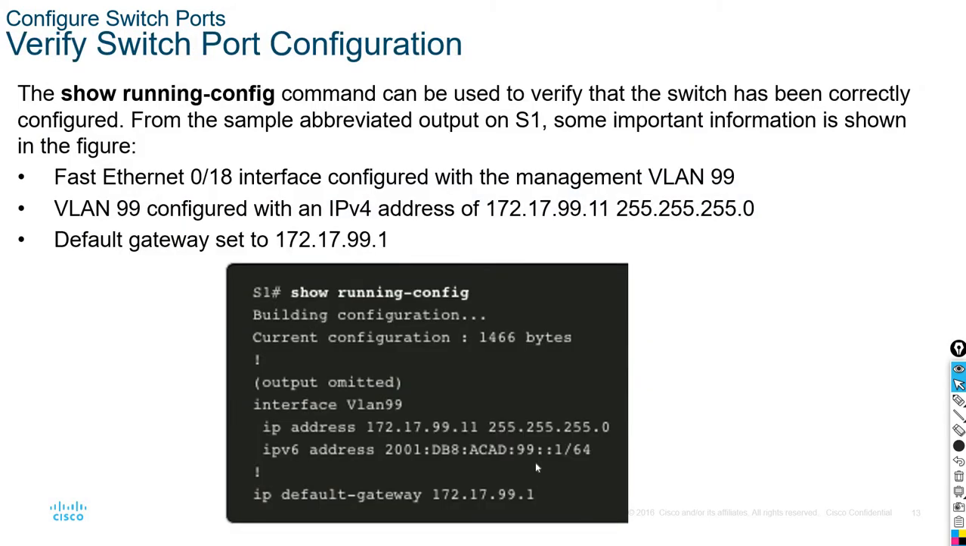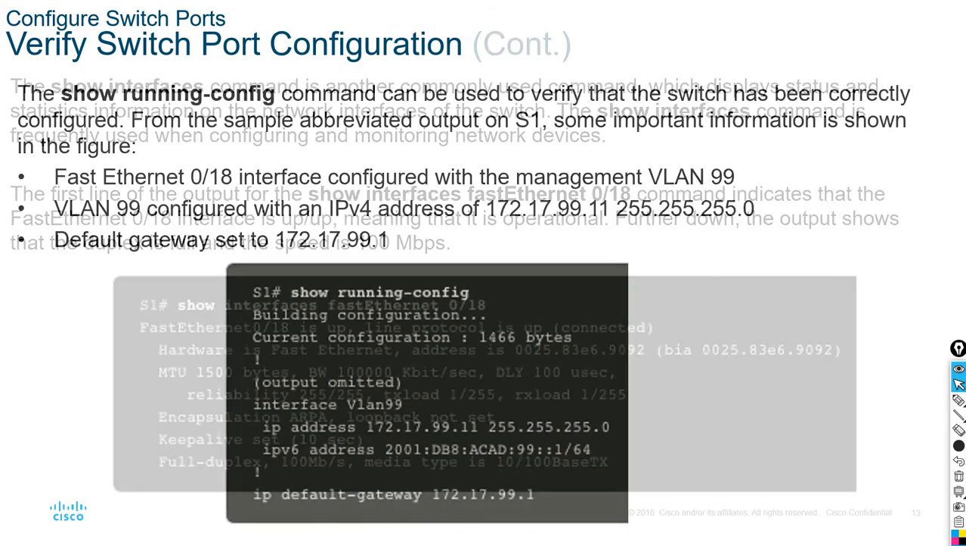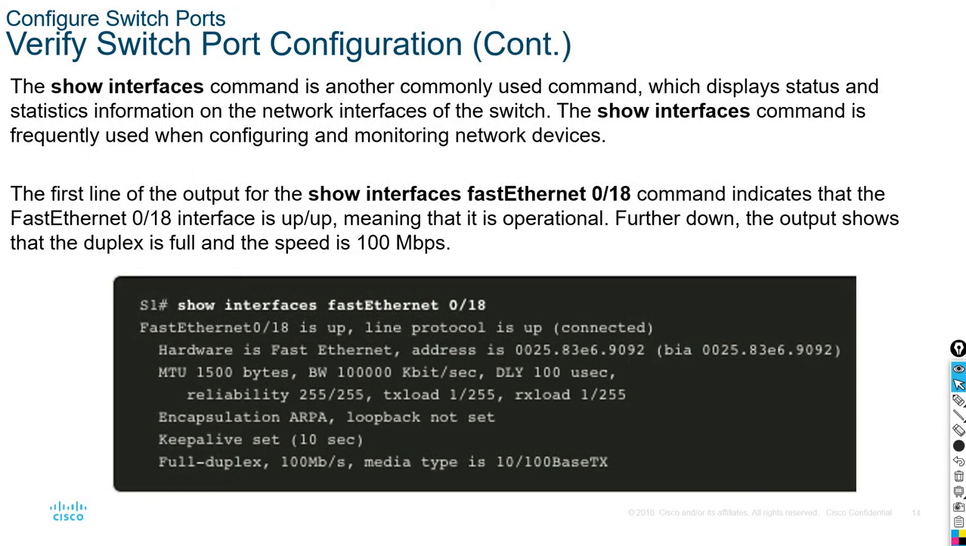So to verify the switch port configuration, we are using show running-config, which is used to verify whether the switch has been correctly configured or not. The show interfaces command is another commonly used command which displays the status and statistics information on the network interfaces on the switch. This command is frequently used when configuring and monitoring network devices.